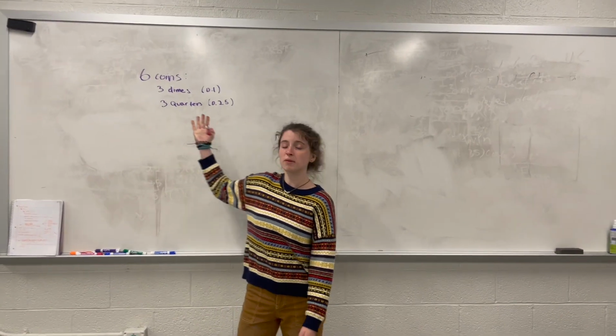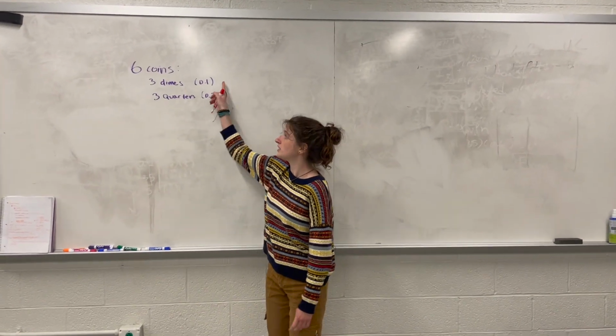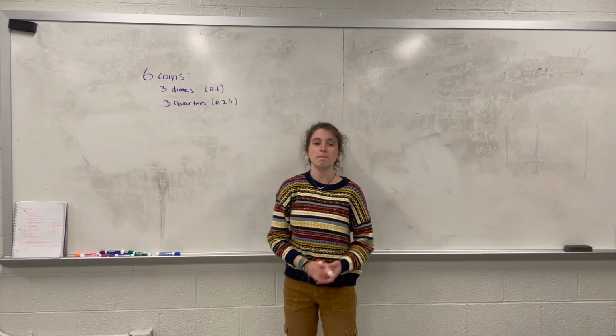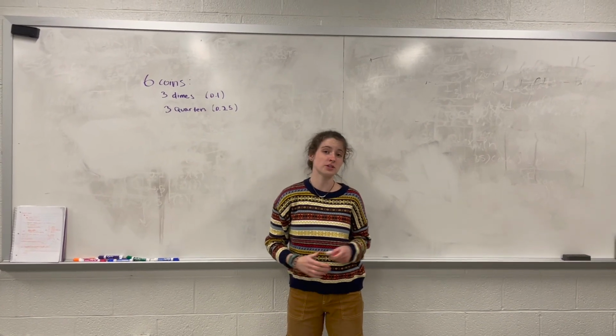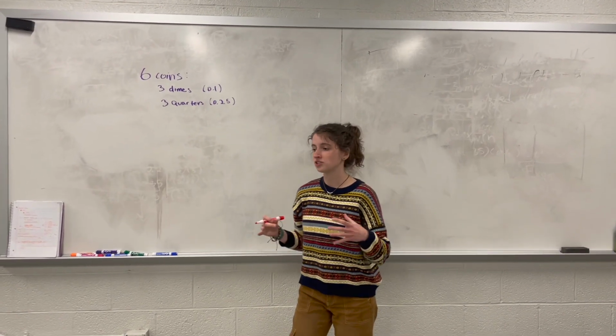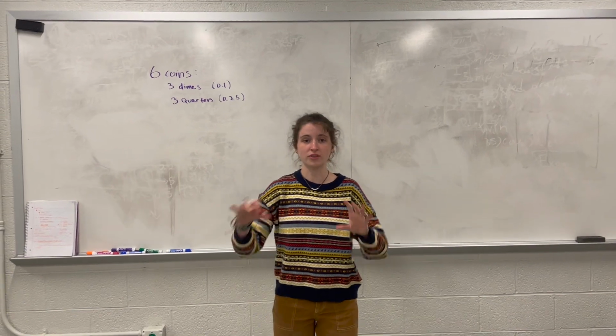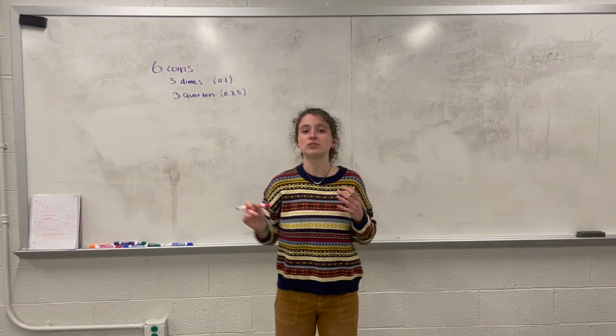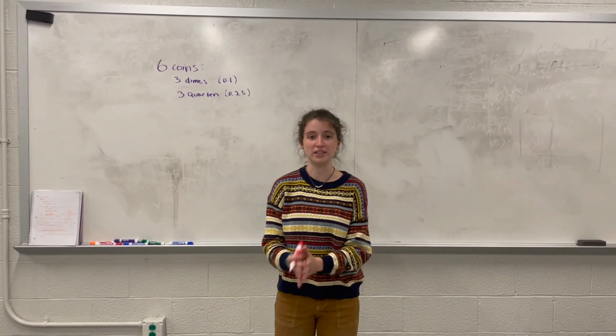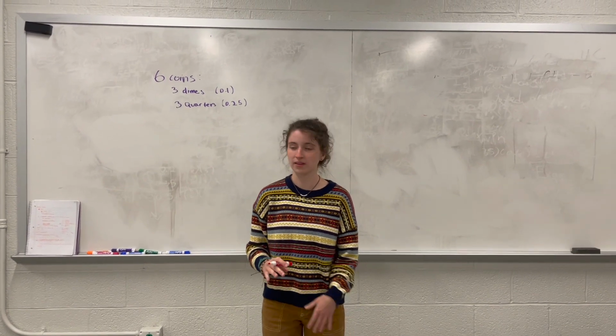So SpongeBob has 6 coins. He has 3 dimes, 3 quarters, and Patrick is trying to steal some from him. This question asks you to find the variance of the total amount of money that Patrick could steal from SpongeBob when he takes 2 coins at random.